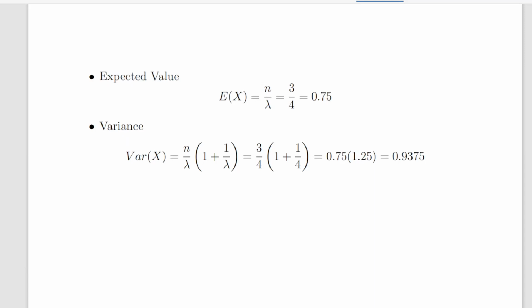So we're asked for the expected value of X of the negative binomial distribution, which is n divided by lambda, 3 over 4, which is 0.75. And the variance of X is n over lambda times 1 plus 1 over lambda, 3 over 4 times 1 plus 1 quarter, and that is 0.75 times 1.25, and that is 0.935. Okay, we'll leave it there.